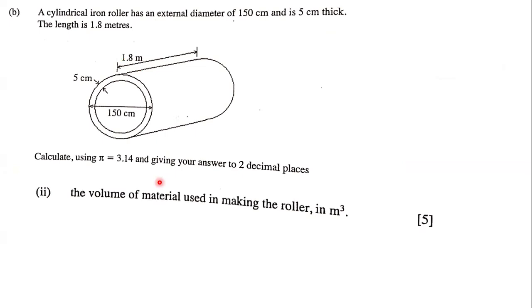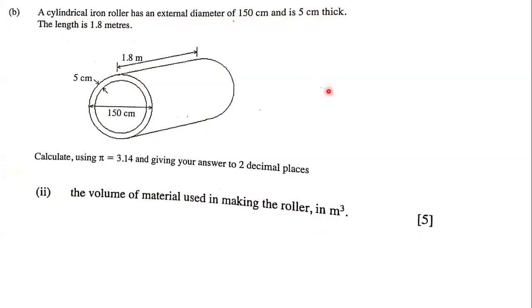Okay, let's move on to the next part. It says, calculate using pi as 3.14 and give your answer to 2 decimal places, the volume of material used in making the roller in meters cubed. So we want the volume used in making the roller in meters cubed. Now, how are we going to do this? Well, we don't want the volume of the entire cylinder. We just want the volume of the material used in making the roller. And it says here that a cylindrical iron roller has an external diameter of 150 centimeters and a thickness of 5 centimeters.